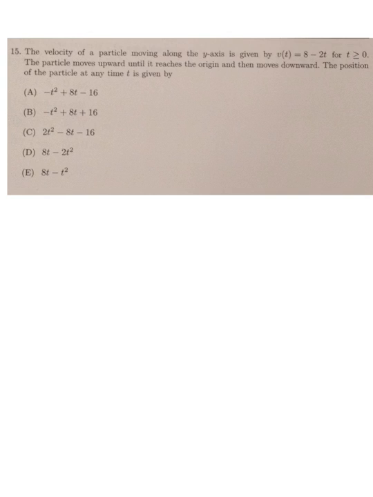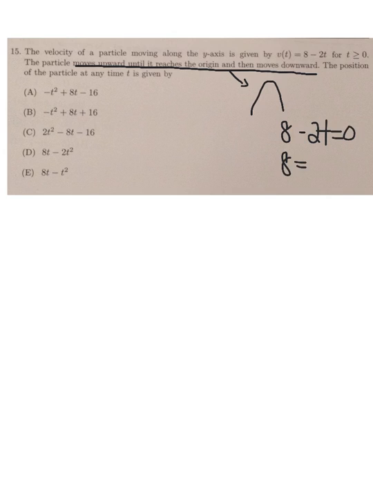Okay, so they give you a velocity equation, and if you read the second sentence, it says the particle moves upward until it reaches the origin and then moves downward. Now, what that is insinuating here is that you have a maximum because you're moving up, then down like that. Okay? All right, so in the original function that would be. So I want to figure out where that point is. So if this is the original function, that little picture that I just drew, wouldn't that be where your velocity is equal to 0? So that would be 8 equals 2t, so t would be equal to 4, right?